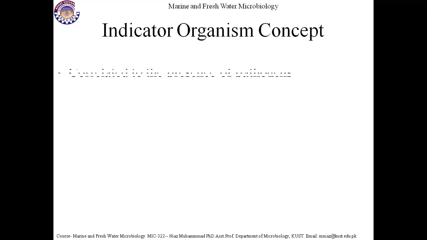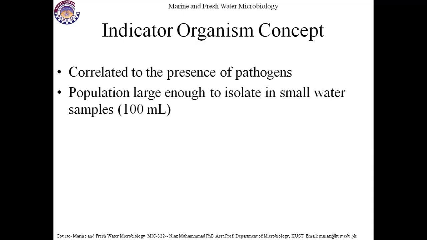What is the indicator organism concept? It is correlated to the presence of pathogens. If that microorganism is present, maybe others are also present. If that particular indicator organism is not present, others are also not present. Its population is large enough to isolate in a small water sample. The population of the indicator microorganism is large enough that it can be detected easily in a small water sample, even in 100 ml.